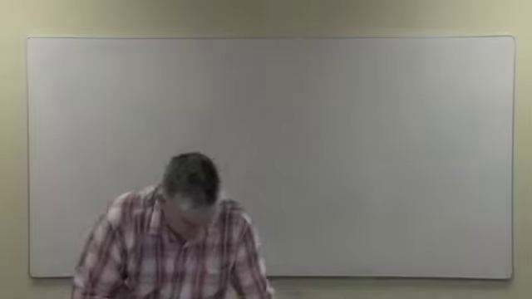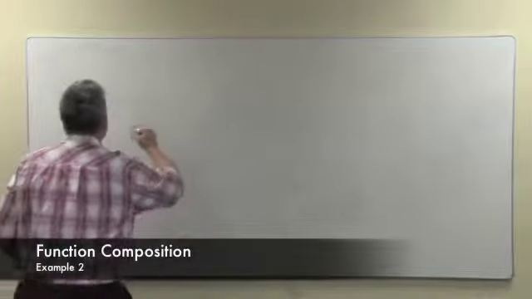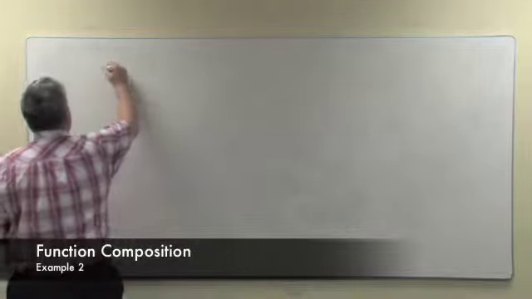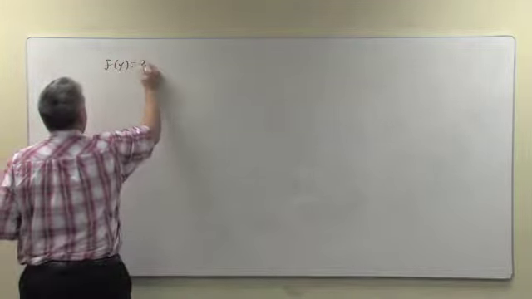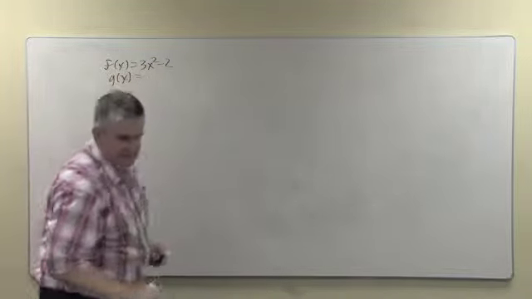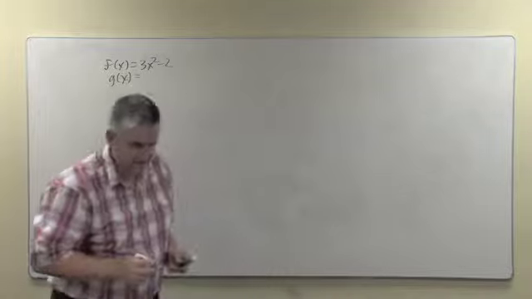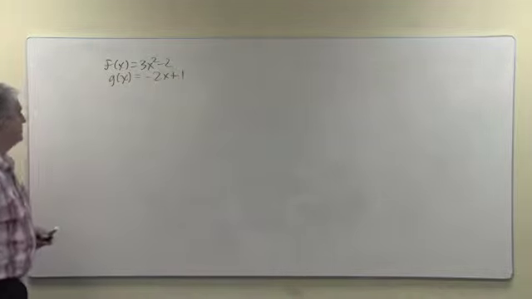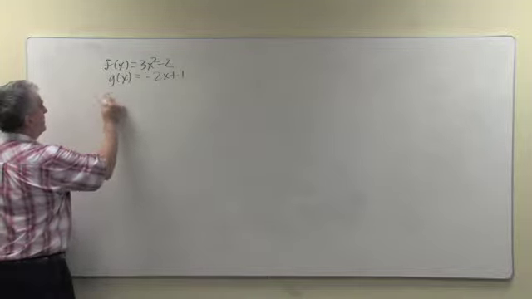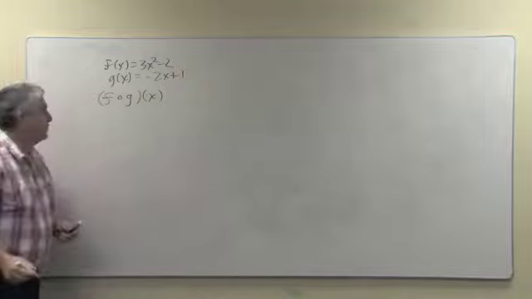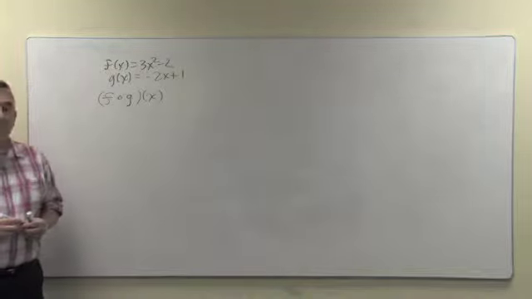Okay, we'll take another example to illustrate this process. Let's take f of x equals 3x squared minus 2. And let's say g of x is equal to negative 2x plus 1. All right? So we want to form the composition f circle g. Okay? So we write that as f circle g. That means composition.